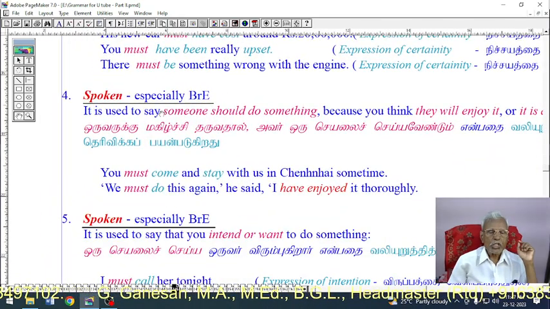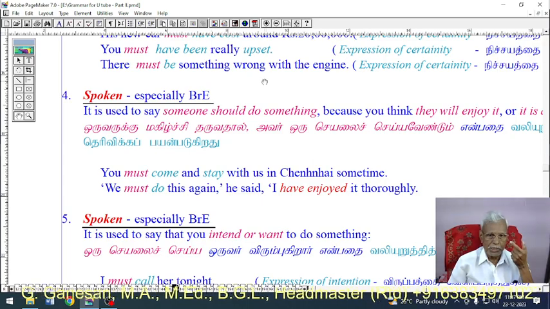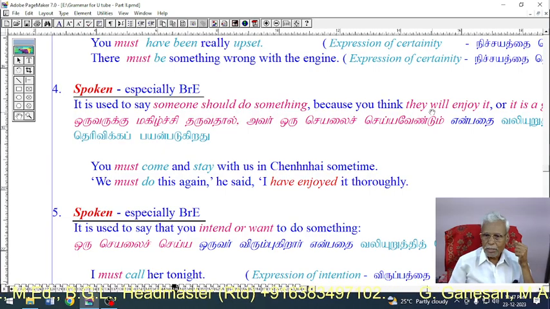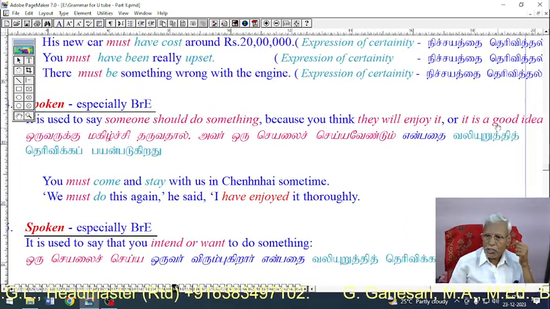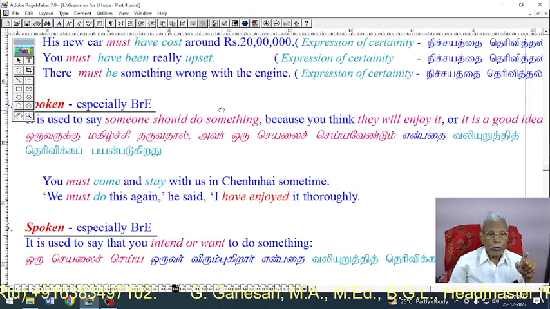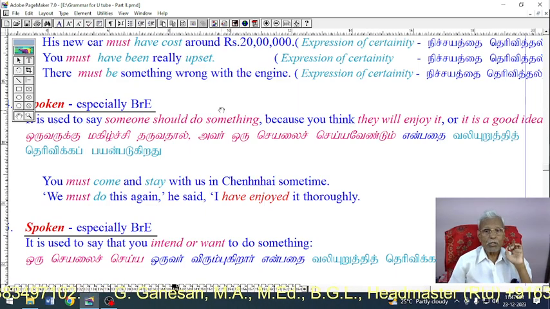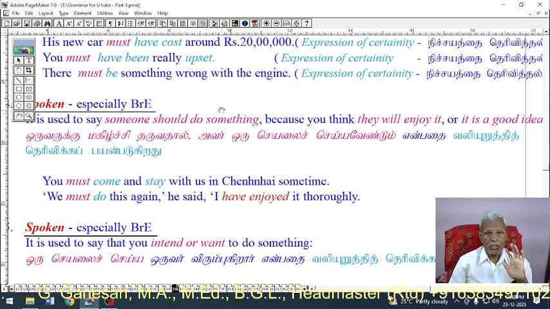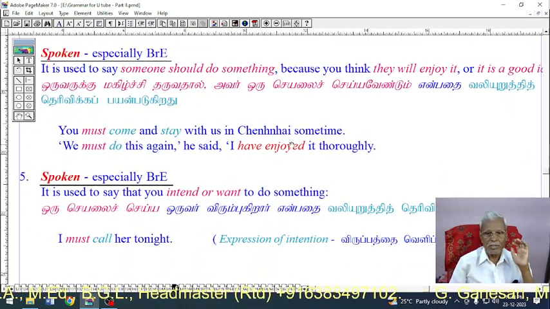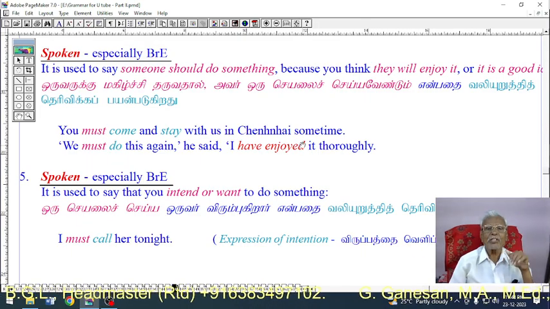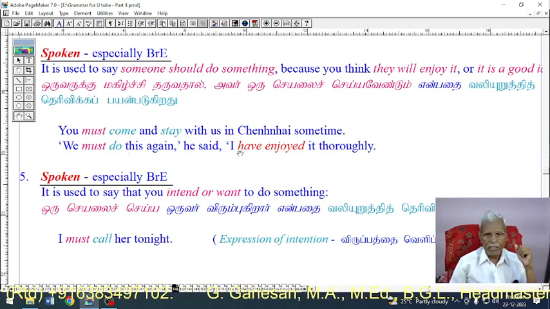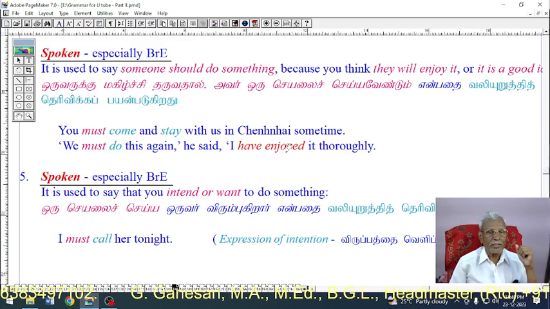Then the fourth use, spoken English, especially British English. It is used to say someone should do something because you think they will enjoy it or it is a good idea. You must come and stay with us in Chennai sometime. That is an invitation. We must do this again, he said. I have enjoyed it thoroughly.